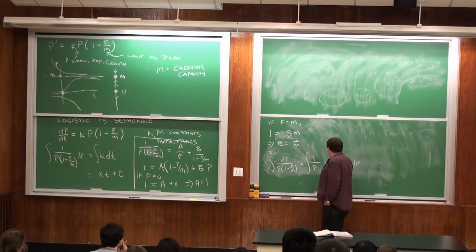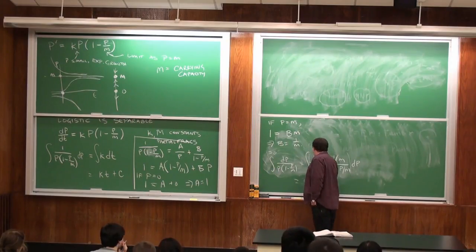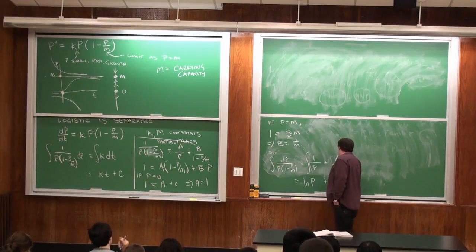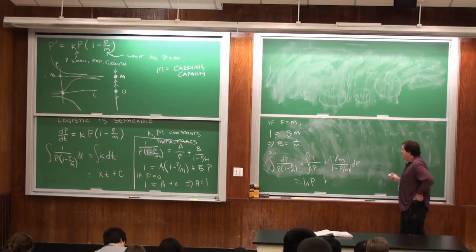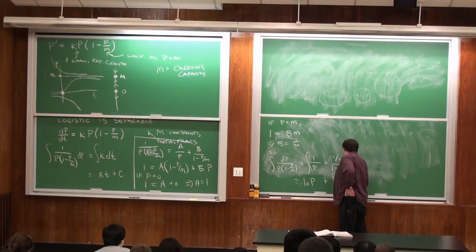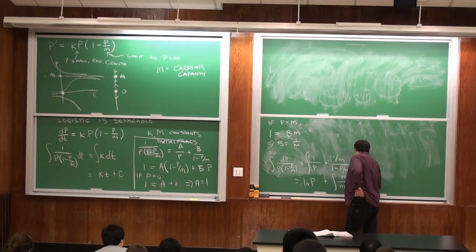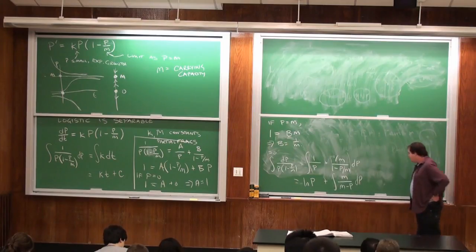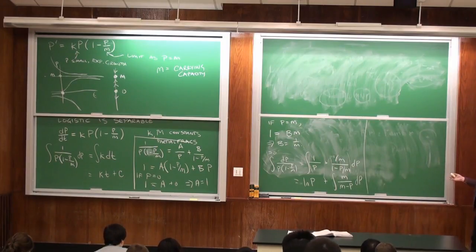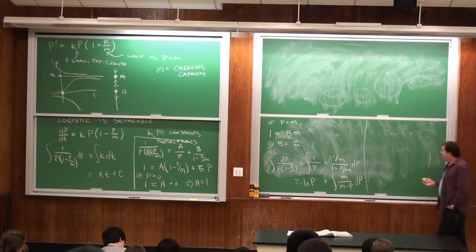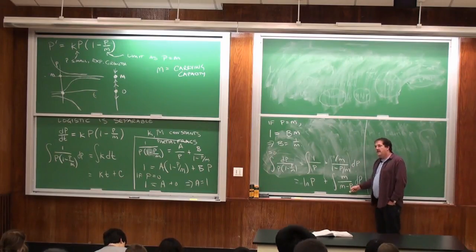Okay. So this gives me a log, and then this integral, well, let me clean it up a little bit. Let's multiply through by m. And so this is the same thing. So here I make the substitution u equals m minus p. So du is minus dp. So this becomes negative the log of m minus p times m.